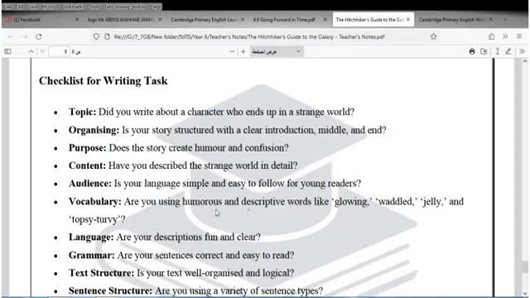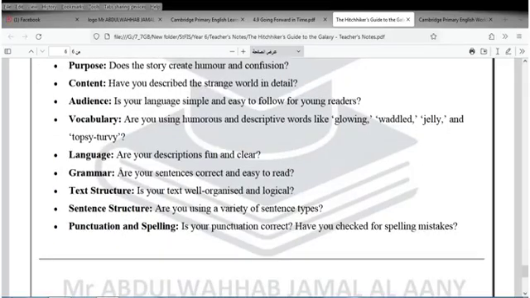Yes, I did. And what about the vocabulary? Are you using humorous, descriptive, powerful words like glowing, waddle, jelly, and topsy turvy? Yes, I did. What about the language? Are you describing fun and clear moments? I did. What about the grammar? Are your sentences correct and easy to read? And then text structure: is your text well organized and logical? What about the sentence structure? Are you using a variety of sentence types, and did you include connectives or transition words?